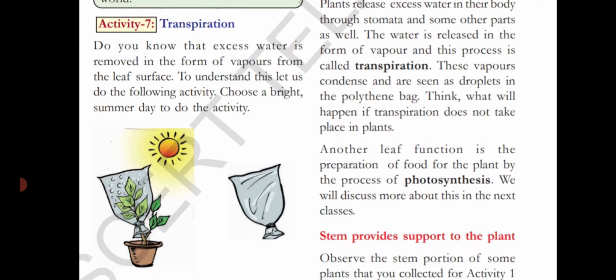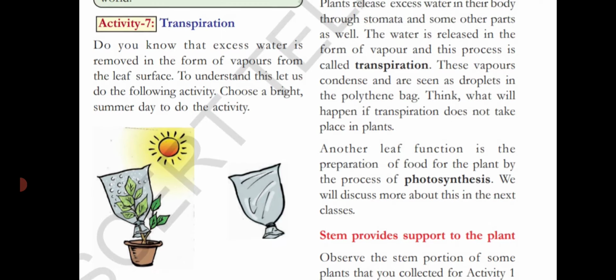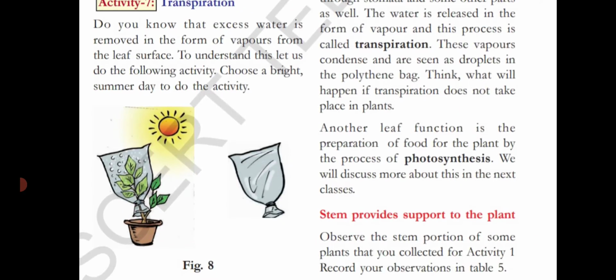Now, transpiration, activity 7. Do you know that excess water is removed in the form of vapors from the leaf surface? To understand this, let us do the following activity. Choose a bright summer day to do this activity. First, select a well-watered plant that has been growing in the sun. Enclose a leafy branch of the plant in a polythene bag and tie up its mouth as shown in the figure here.